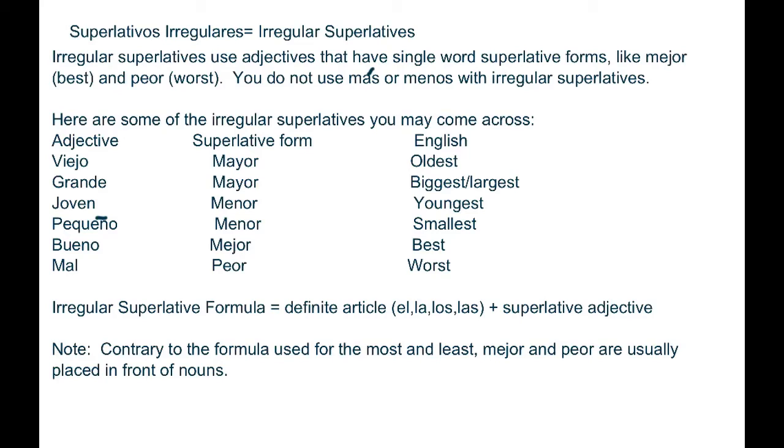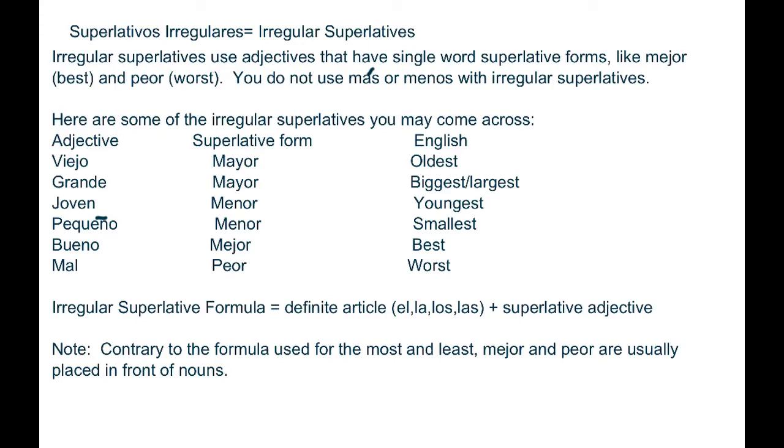For joven, the superlative form would be menor, and the English is youngest. For pequeño, you would use menor, and in English it would mean smallest. For bueno, the superlative form would be mejor, and in English it means best. For mal, the superlative form would be peor, and the English is worst.